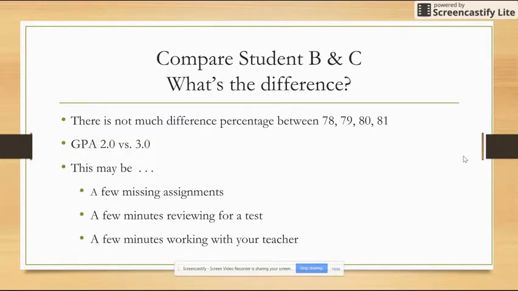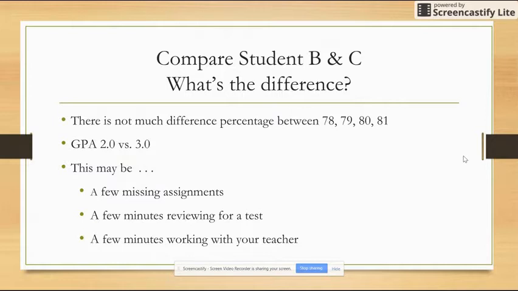Let's compare student B and C. Looking at the percentage, there's not a big difference between 78 and 81%, but their GPAs are very different. The difference between the 2.0 and 3.0 GPA may be a few missing assignments, a few minutes reviewing for a test, or a few minutes working with your teacher.